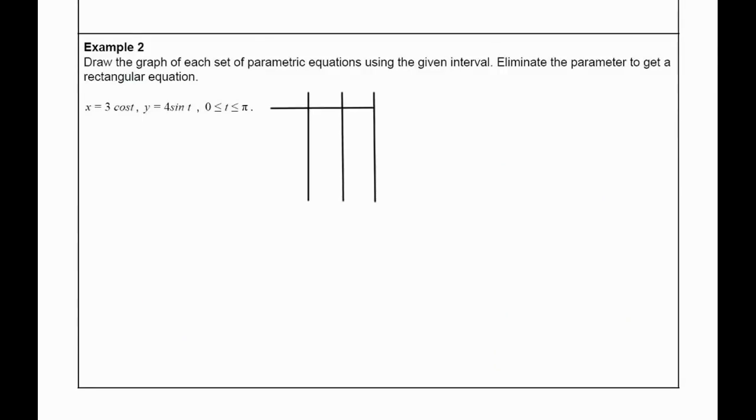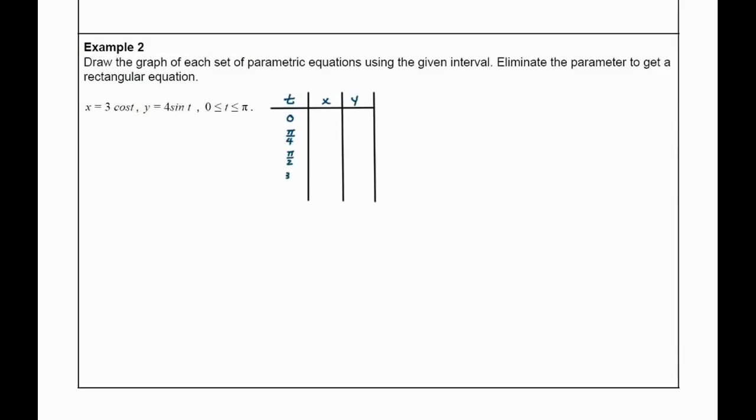So for example 2, we're going to do something very similar in terms of sketching a parametric equation by making a table and then eliminating the parameter algebraically so that I have a rectangular equation, or an equation in terms of x and y. So one thing I want to point out right away is our parametric equations are x equals 3 cosine of t and y equals 4 sine of t. So I'm going to make the table, sketch the graph, and then we'll talk about the algebraic approach to eliminating the parameter.